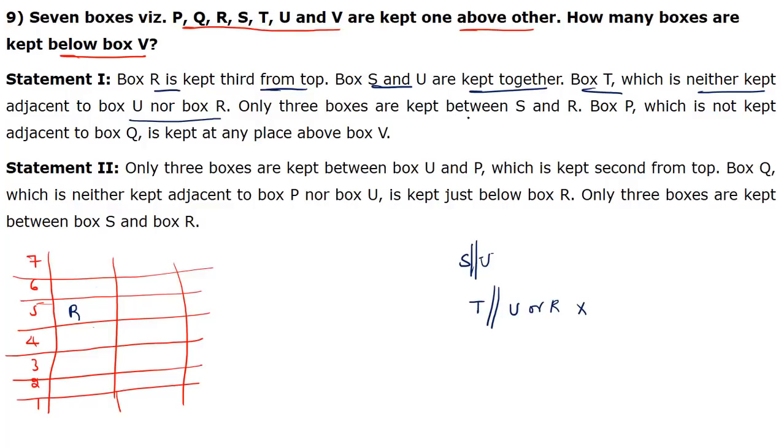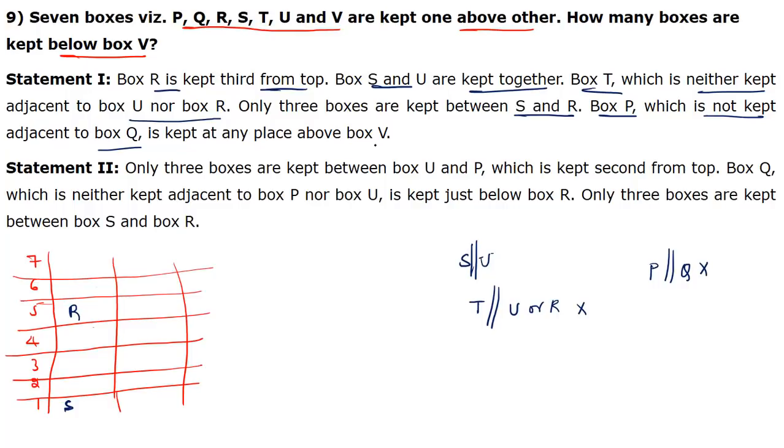The next one is only 3 boxes are kept between S and R. Between S and R, there is a gap of only 3 boxes. R is here. We cannot go above, we have to go down: 1, 2, 3. So S has to be at this particular place. The next one is box P, which is not kept adjacent to box Q. So box P and Q are not adjacent to each other. The next one is box P is kept at any place below box V.